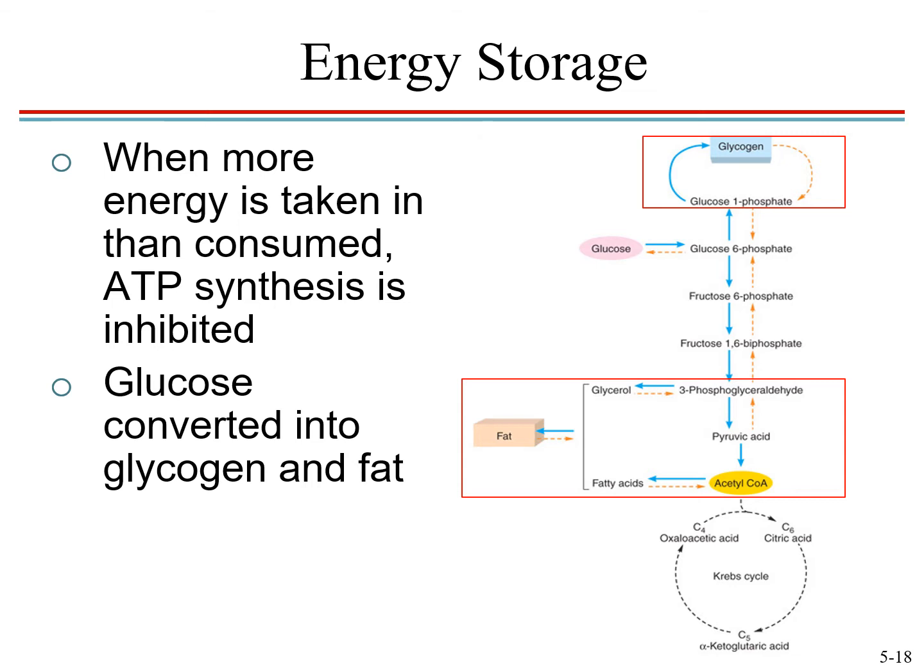All right, we have energy storage, which is really important. When more energy is taken in than it's consumed, our bodies inhibit ATP synthesis. At this point, glucose is converted into glycogen as well as fat. And this is showing you exactly the process. This flowchart is showing you the exact process of what's going on.